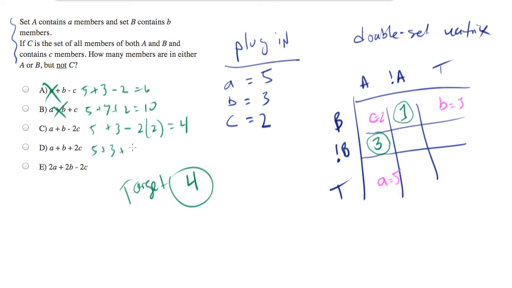5 plus 3 plus 2 times 2, that equals, gosh, what, 12? Way out. And 2 times 5 plus 2 times 3 minus 2 times 2 is some huge number. And the answer choice is C.